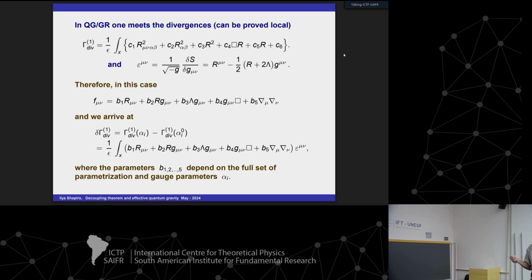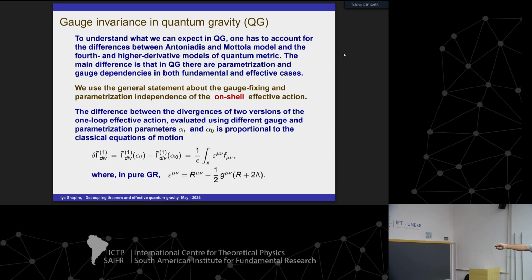Okay, let me show you how it works. Let's start with Einstein theory, quantum gravity, so quantum gravity based on general relativity. We know from the power counting, as I explained, that the divergences have this structure. You have the square of the Riemann tensor, the square of the Ricci tensor, the square of the scalar curvature, box R, and the cosmological constant. The equations of motion are like this. So we see that the difference is epsilon mu multiplied by f mu.